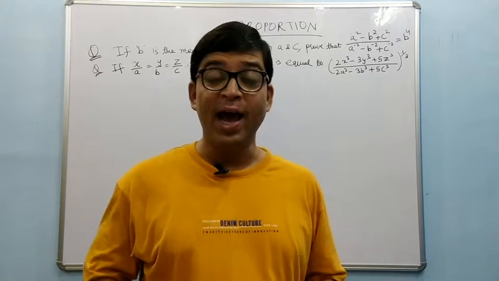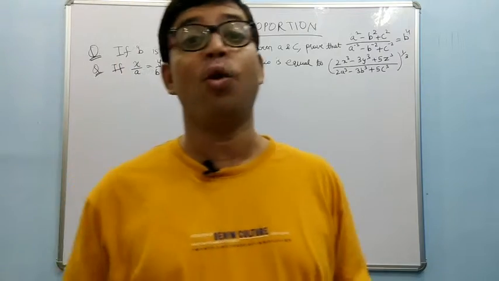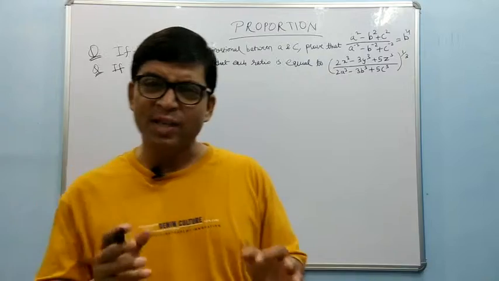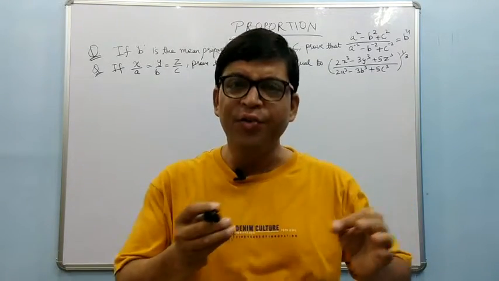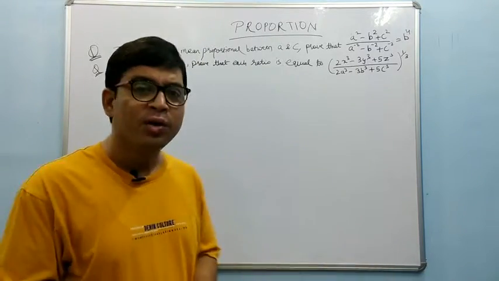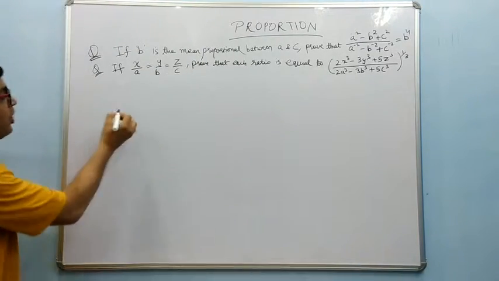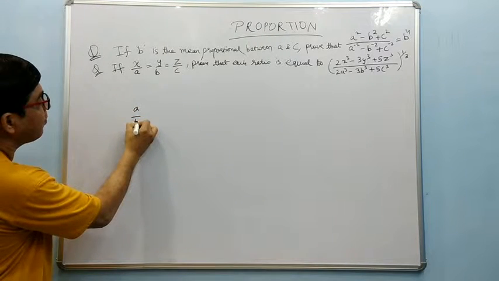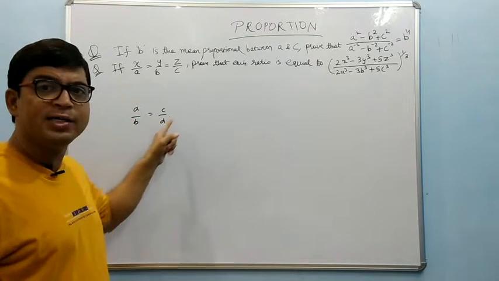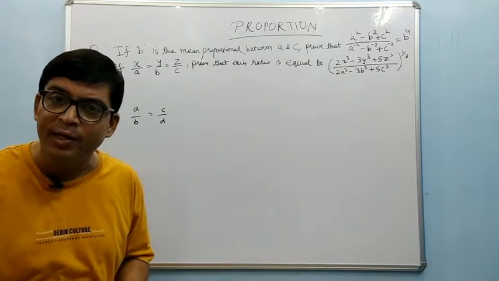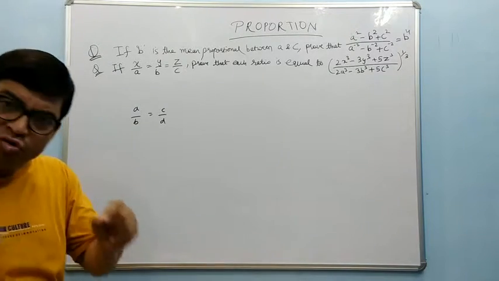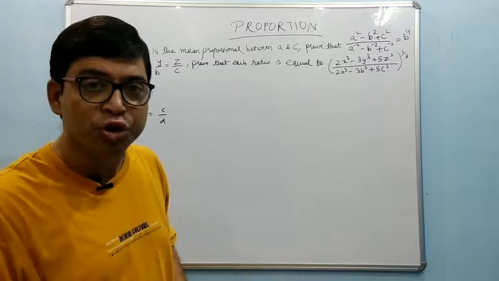Hello friends, we have done ratio problems earlier. Now we will see what is proportion. What is the actual meaning of proportion? That the ratio of two things is equal to the ratio of two other things. The simplest meaning of proportion is A by B is equal to C by D. That means the ratio of A and B is equal to the ratio of C and D. That is the very basic meaning, and we will follow it throughout our discussion of proportion.